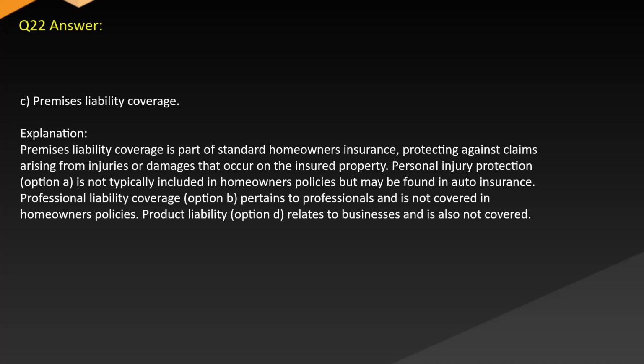Answer C. Premises liability coverage. Explanation: Premises liability coverage is part of standard homeowners insurance, protecting against claims arising from injuries or damages that occur on the insured property. Personal injury protection, option A, is not typically included in homeowners policies, but may be found in auto insurance. Professional liability coverage, option B, pertains to professionals and is not covered in homeowners policies. Product liability, option D, relates to businesses and is also not covered.